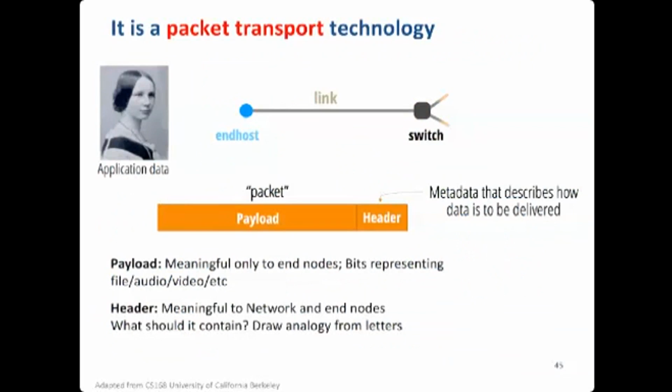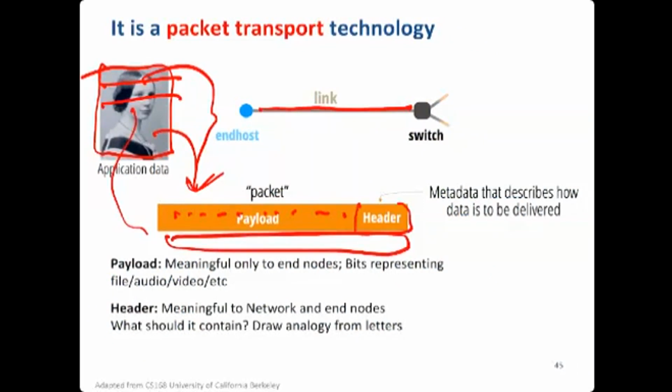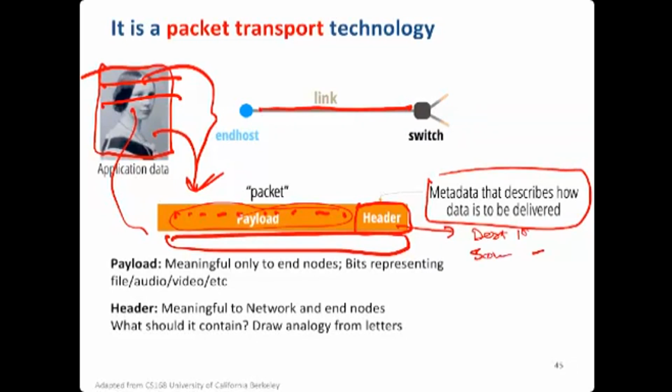Now assume that this is the picture to be sent, and this is a link. This picture has to be converted into zeros and ones. There is a possibility that only part of it will come in one packet, so one part goes into one packet, the second part goes into a second packet, and so on. And you put a header here, which is nothing but metadata. This is the actual content, zeros and ones. The header will say destination IP address, source IP address, etc.